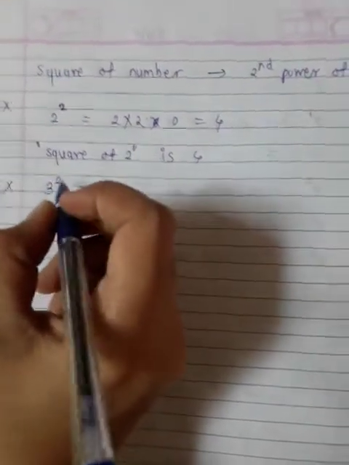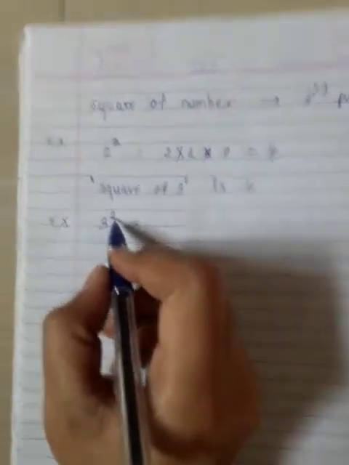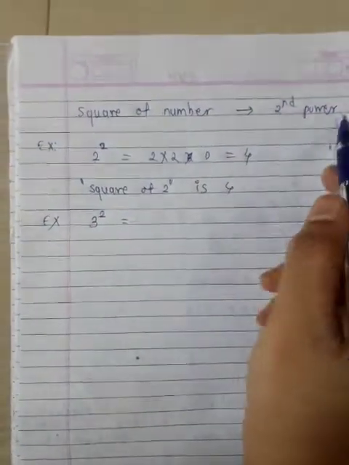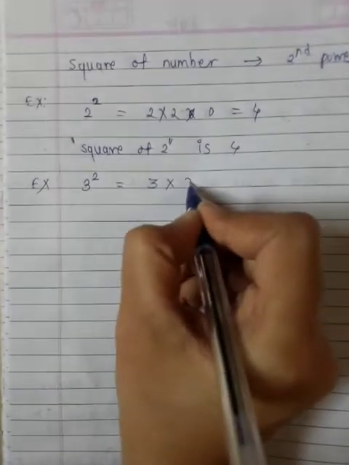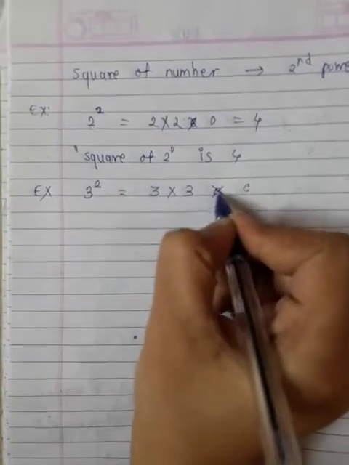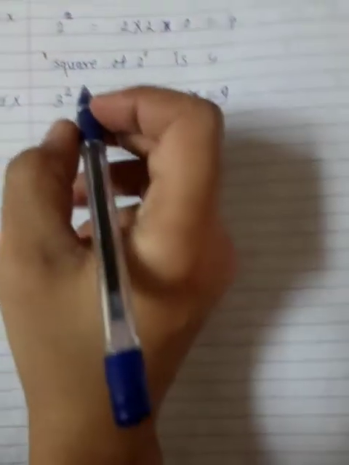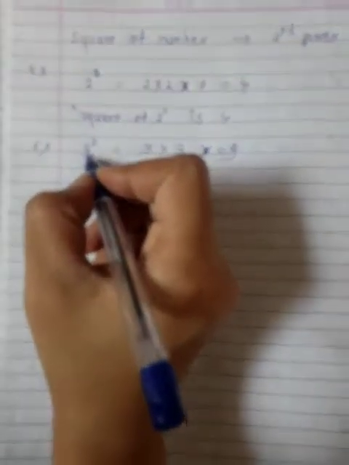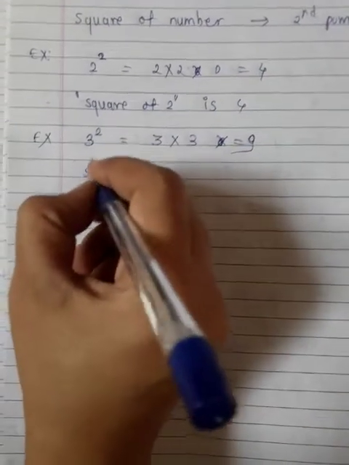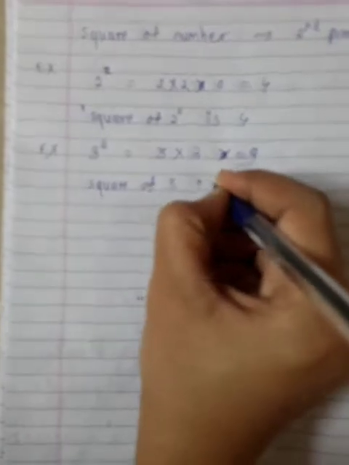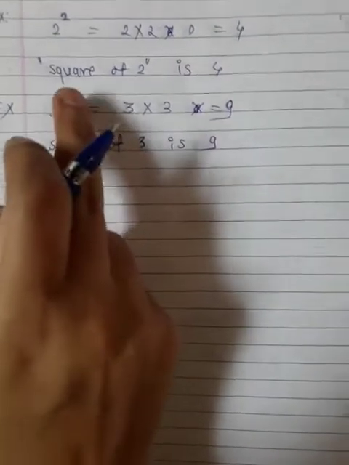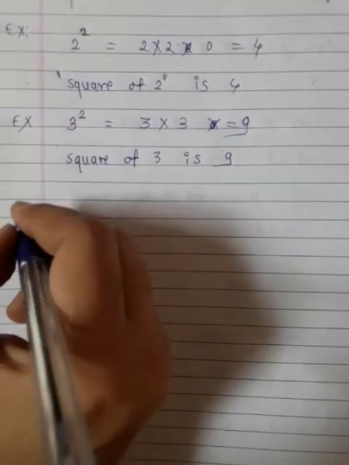See, 3 raised to 2. Here also the power is 2, so square of a number means the second power of the number. So the second power of 3 means multiply 3 two times, it gives 9. The second power of 3 is 9, which means the square of 3 is 9.